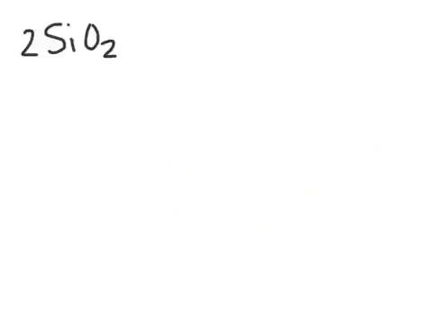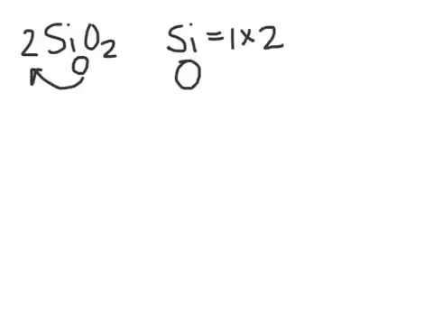Here is a review on how to count atoms. Remember to always pull out your elements first. So here we would have Si, silicon, and we would have oxygen. Because we have no subscript behind silicon, we can assume that it's 1. So it's going to be 1, and you always multiply it by that coefficient in the front. 1 times 2, so that means there's 2 silicons.